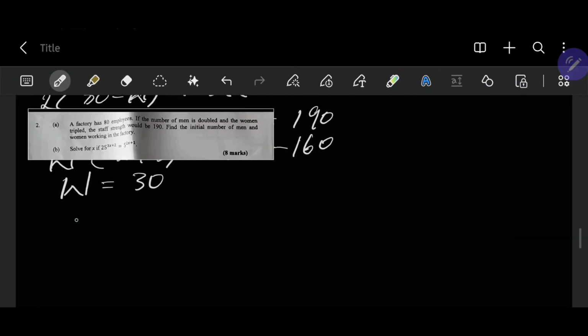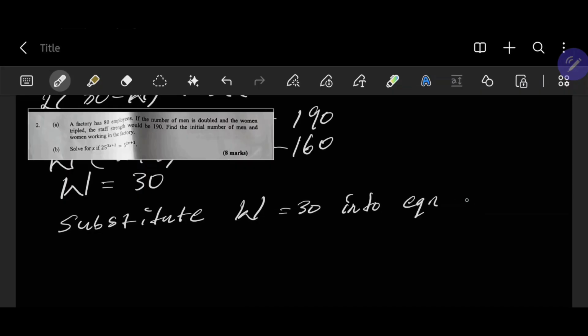So I'm just going to substitute W equal 30 into equation 1. Anytime you're doing anything, you must write down your steps. That's what WAEC requires you to do. They require you to explain what you're doing, especially when it's theory.